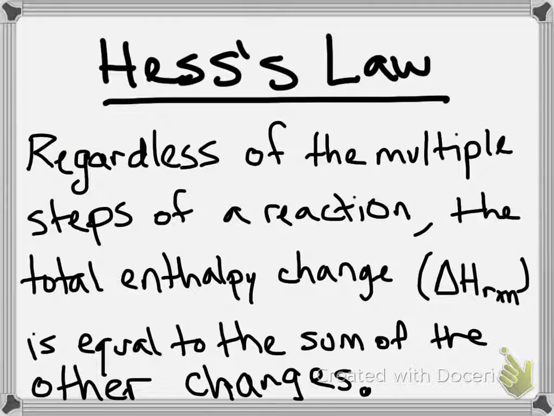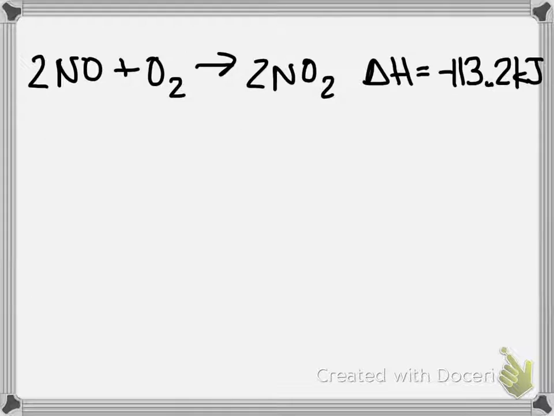Hess's law says that regardless of the multiple steps of a reaction, the total enthalpy change, our delta H of the reaction, is equal to the sum of the other changes. So let's talk about some changes that reactions can go through. So here we have a reaction. Nitrogen monoxide reacts with oxygen gas to form nitrogen dioxide.